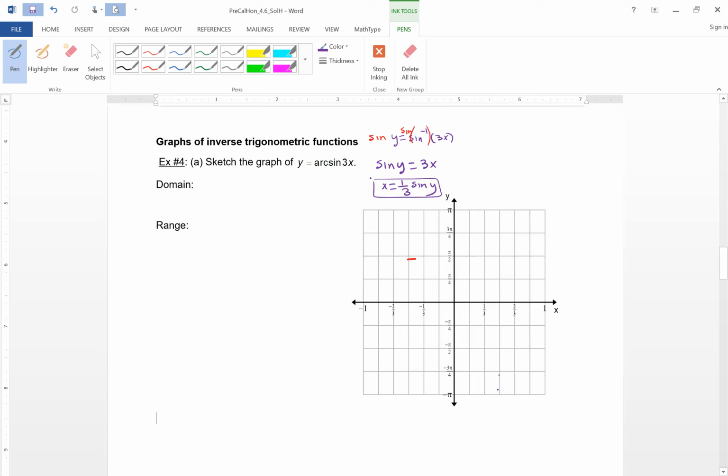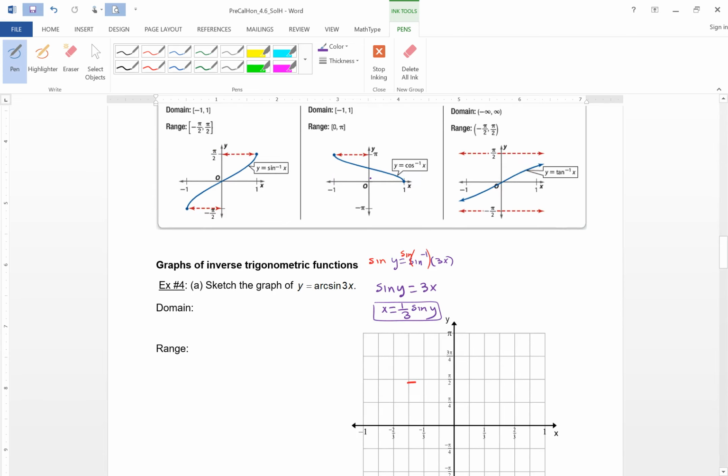Okay? Now, let's talk about domain and range. In the chart right up here, we said that the domain for the arc sine is from -1 to 1, right? So what we're going to do is something very similar to what we did before. We're going to say, okay, -1 less than or equal to 3x less than or equal to 1. So this will be -1 over 3 less than or equal to x less than or equal to 1 over 3. So my graph is going to go between -1 over 3 to 1 over 3.